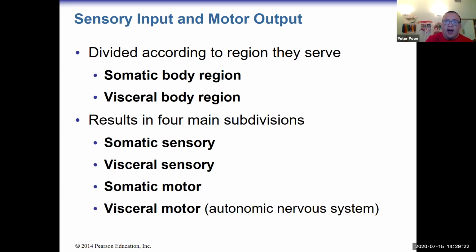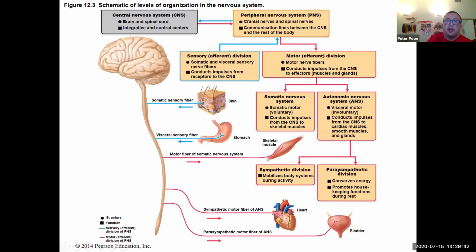So we divide the input and output based on body region. So somatic and visceral. Somatic means the outside, visceral means the inside. So somatic sensory, visceral sensory, somatic motor, visceral motor. So CNS, PNS. This is sensory. This is motor. The motor is split into somatic motor and visceral motor, also known as the ANS. The sensory is also split into the somatic sensory and the visceral sensory as well.